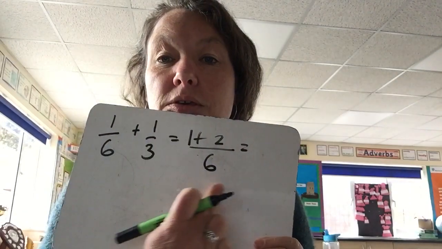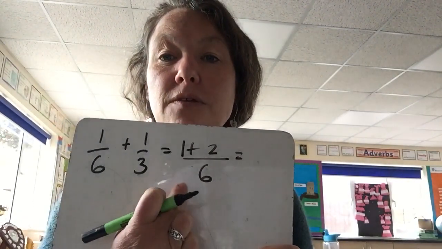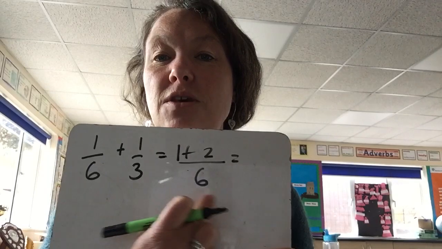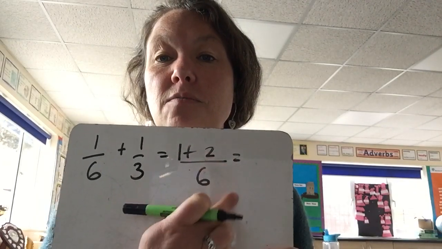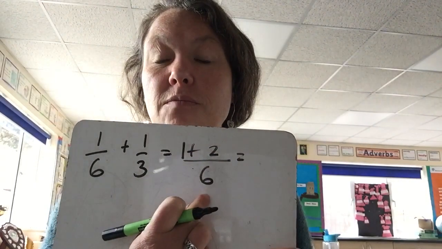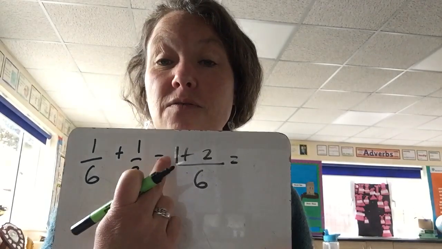And this is why we use this stage in the middle. A couple of you asked, why do we change that stage? This is why we do it, because it's important that we have that same number on the bottom there. So now it's straightforward, isn't it? 1 plus 2 is 3. So now we have 3/6.